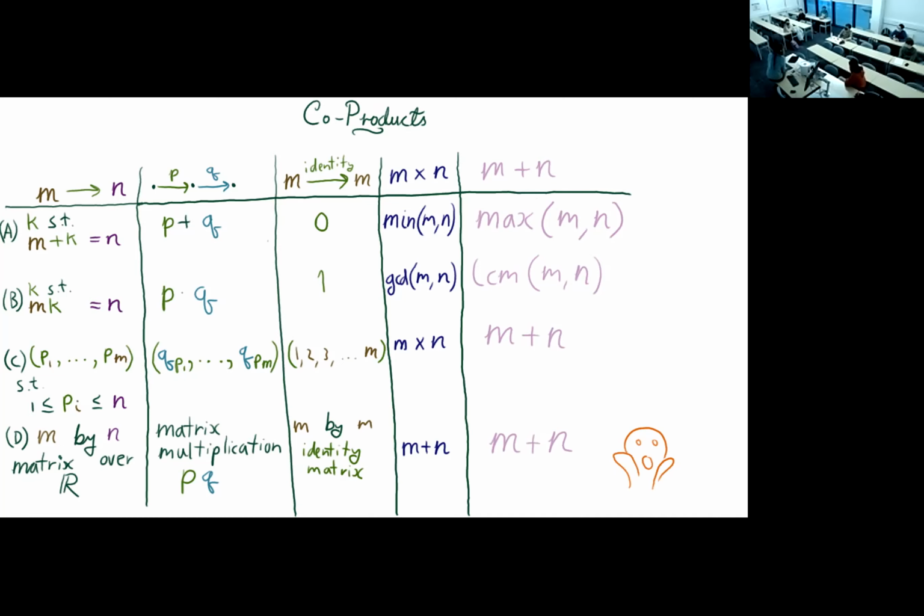What's the consequence of having the same product and coproduct in a category? Oh yeah, so if the product and the coproduct are the same, maybe I can.